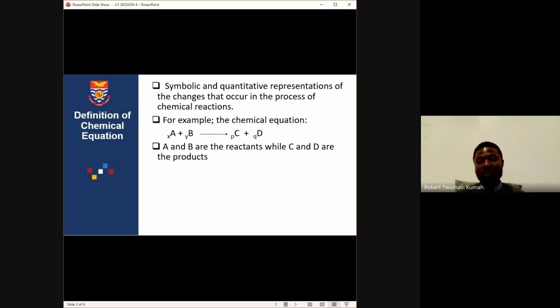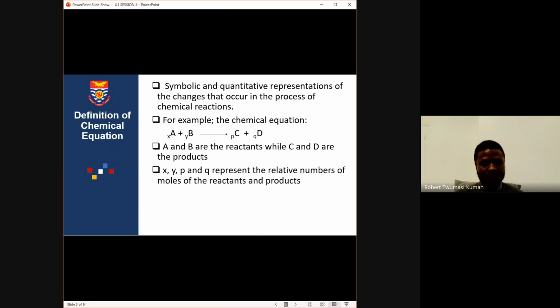You may have a double-headed arrow. If it's a double-headed arrow, then what it means is that the reactant can also be a product. The reaction may proceed in both ways. So at a point, you have one side reacting to give you a product, while the product can also be a reactant coming together to give you the substance which was initially a reactant. But if it is of this form, then what is at the head is the product.